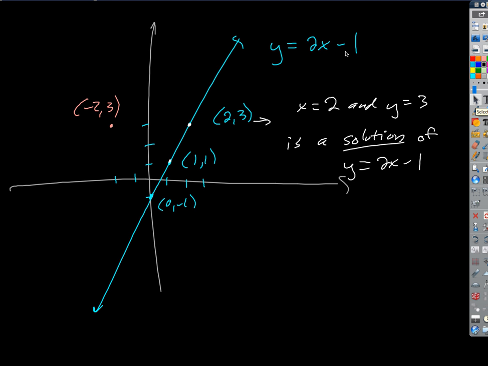It doesn't work for all. There are some points, though, that don't fit that equation. Like, for example, if I try to put in the point (-2, 3), it doesn't work. If I put in -2, I'm going to get -4 minus 1. I get back an answer of -5 for y, not 3. So that's a point that is not on the line. Okay, it's not a solution. Make sense? Okay?